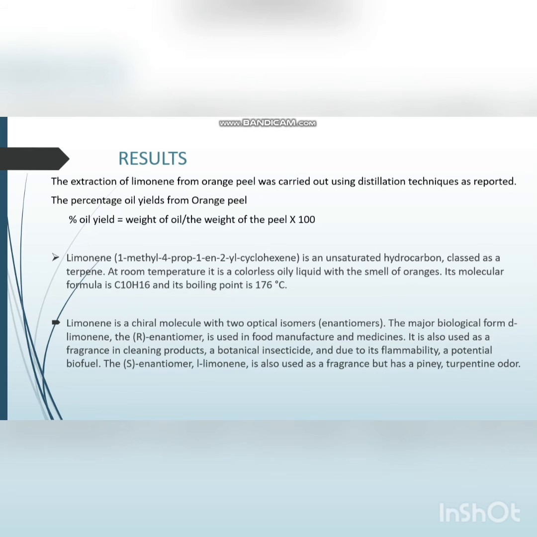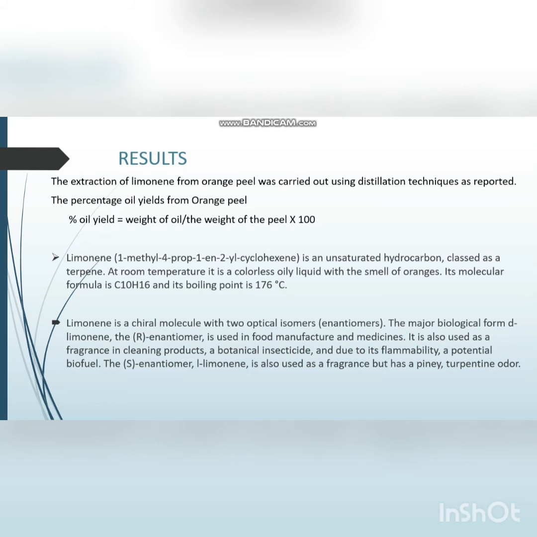Result. The extraction of limonene from orange peel was carried out using distillation techniques as reported. The percentage oil yield from orange peel: percent oil yield equals the weight of oil divided by the weight of the peel, times 100.